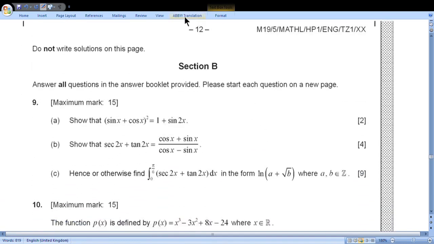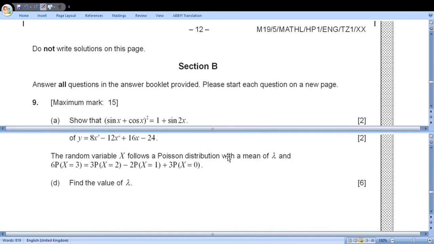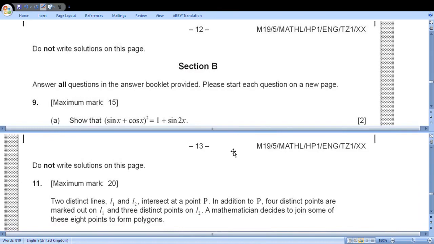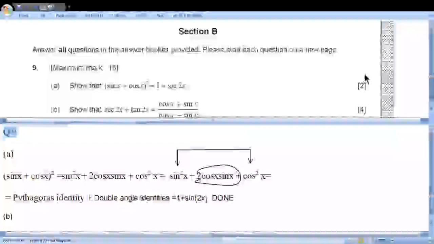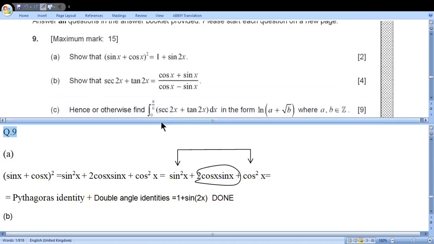Section B. For section B, we need to split the screen and find the question. Okay, question.